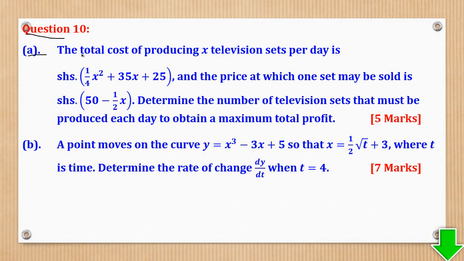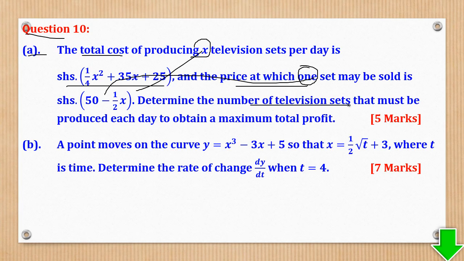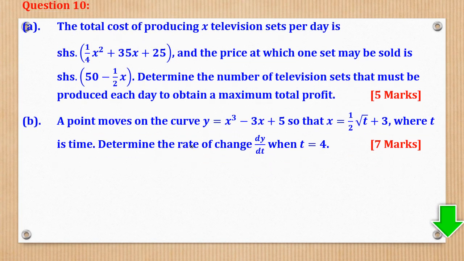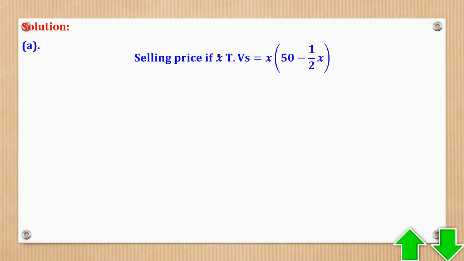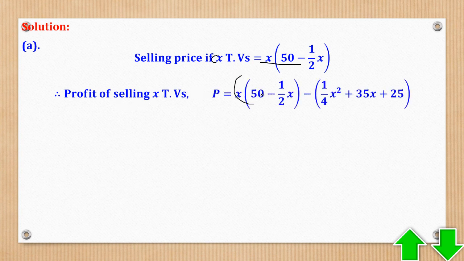Question 10, part A says, the total cost of producing x television sets per day is this, and the price at which one, note that word, here it was producing x, but here it is just one set, is this. Determine the number of television sets that must be produced each day to obtain a maximum total profit. So note that total profit is equal to selling price minus buying price. So selling price for x television sets is got by multiplying. Therefore profit will be selling minus buying.